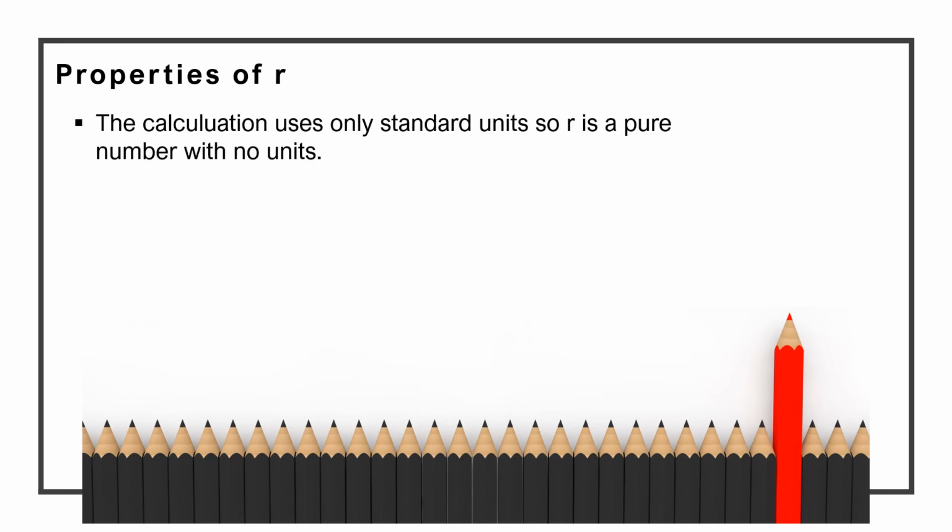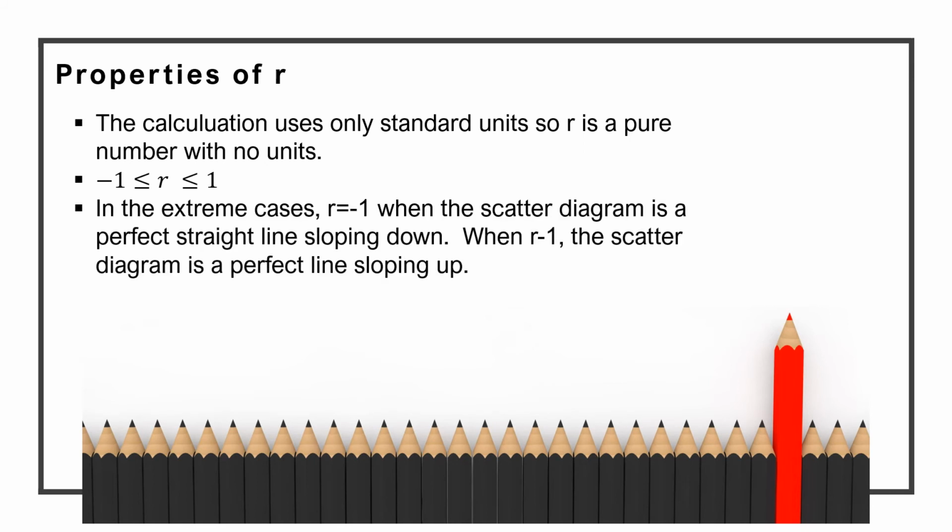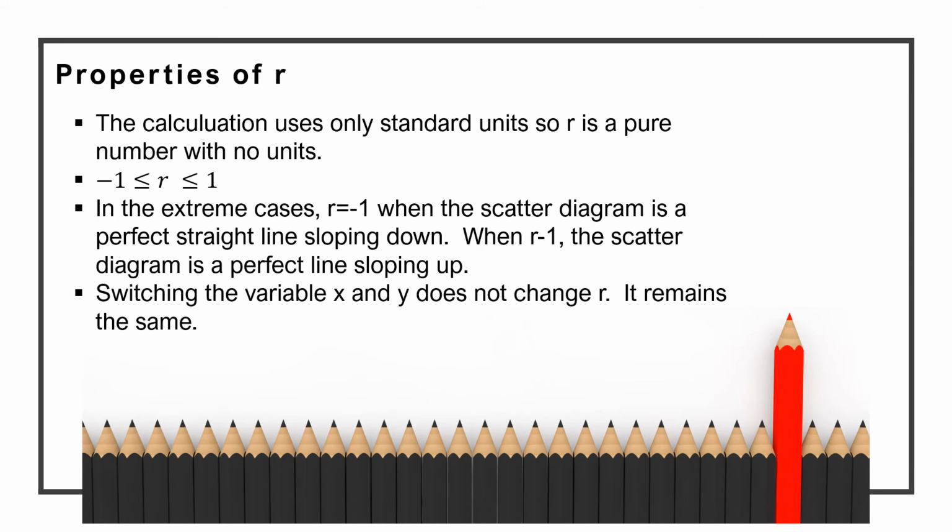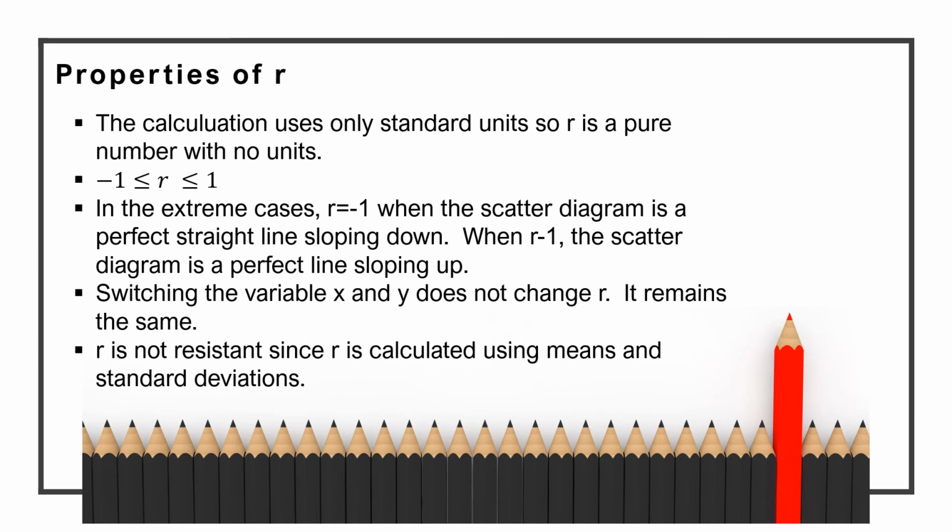The properties of r are: the calculation uses only standard units, so it is a pure number with no units, and r lies between -1 and +1. For the extreme cases, when r is equal to -1, the scatter diagram is a perfect straight line sloping down. When r is +1, the scatter diagram is a perfect line sloping up. Switching the variables x and y does not change the value of r. And r is not resistant, since it is calculated using means and standard deviations.